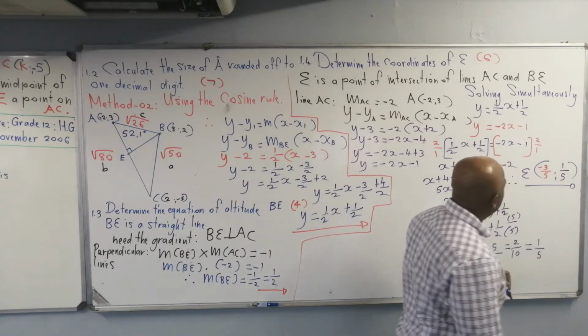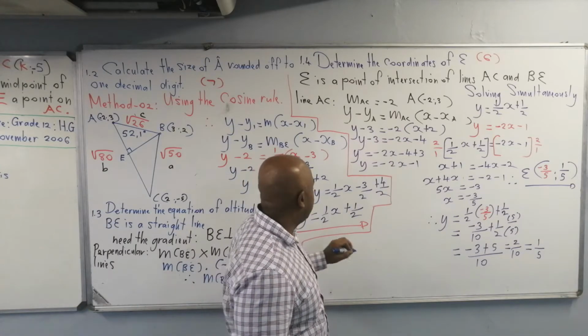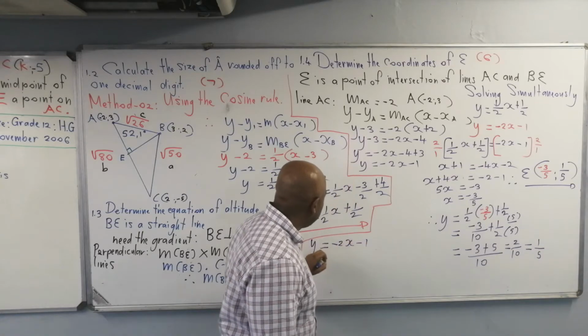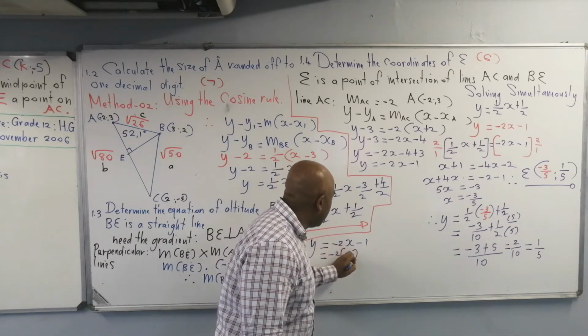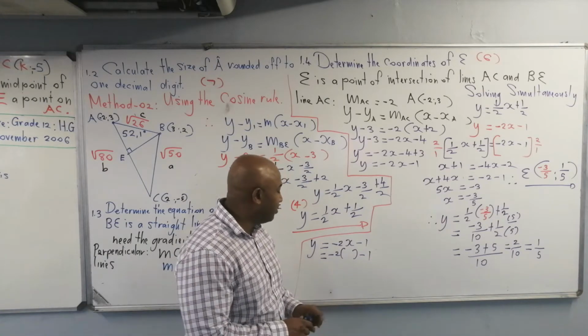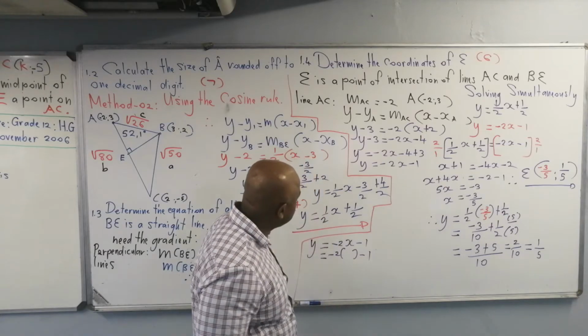Let me just make sure now, just to show you what happened here. Let me substitute into the other equation. y is equal to minus 2x minus 1. So that's going to be minus 2 times x minus 1. What was my x? My x was minus 3 over 5. So let me substitute my minus 3 over 5 there.